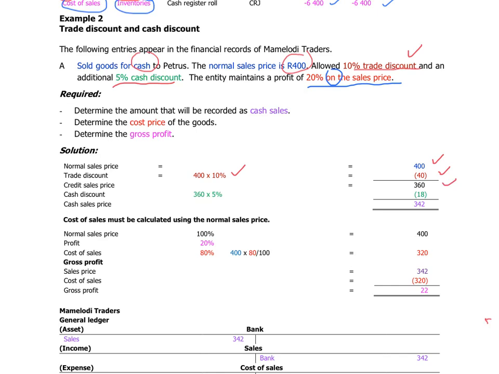Then there's an additional cash discount of 5%. So on the 360, we will deduct 5%. That will give me 18 Rand. So the price at which these goods were sold was 342 Rand. So we will have to record an entry for the 342.